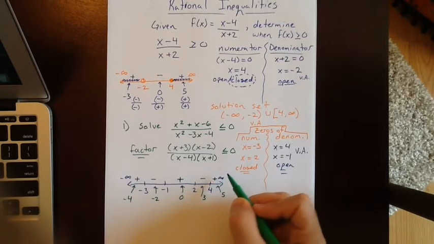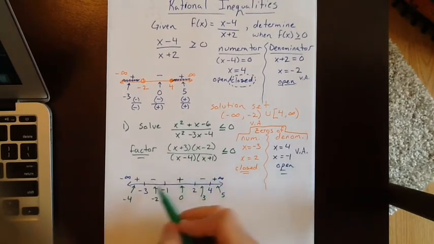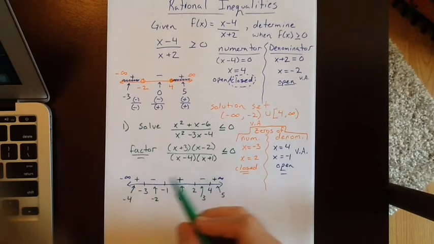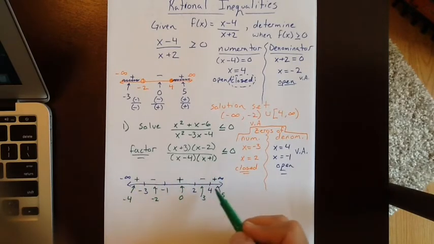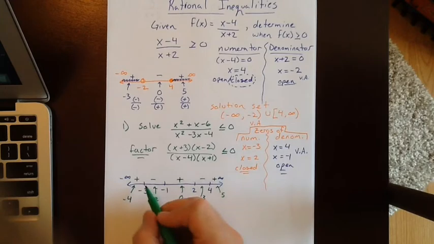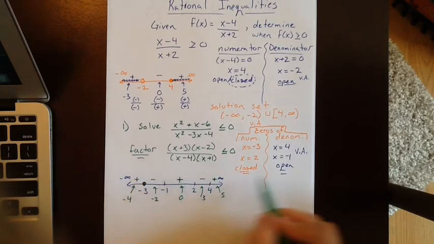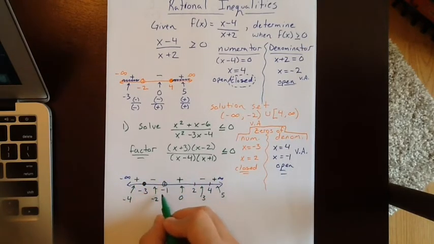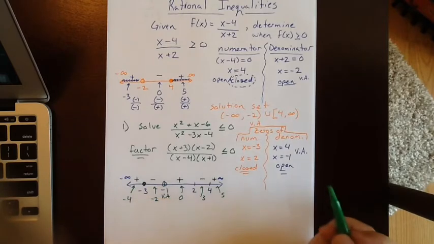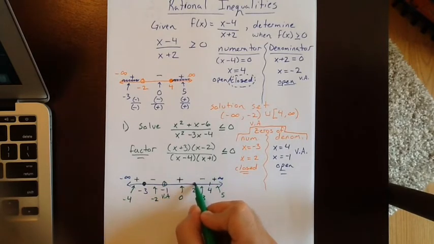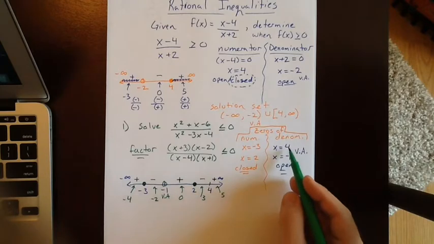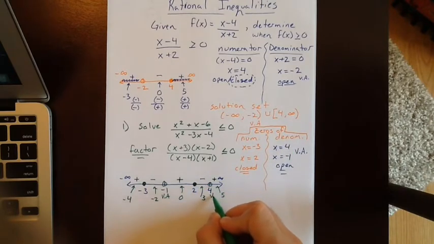Now something I just kind of skipped over is exactly what kind of brackets we have with each of these values. At -3 we said closed. At -1 we said open because that is a vertical asymptote. At +2 we said closed, and at +4 we said open because it is a vertical asymptote.